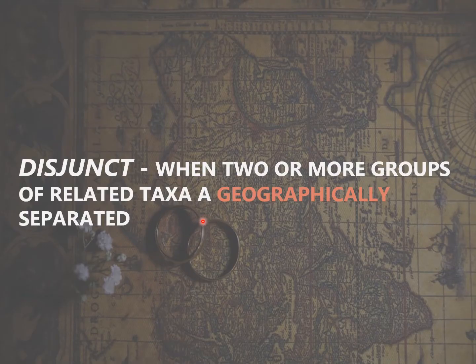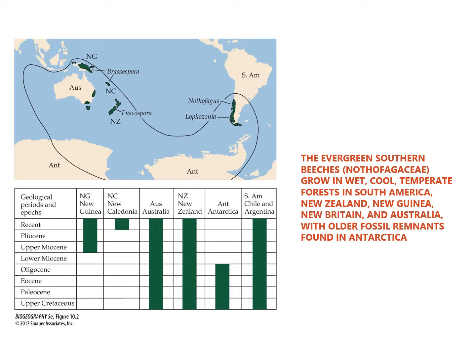And something else that's related to these ideas is the concept of disjunct. We say that it's a scenario when two or more groups of unrelated taxa are geographically separated. If you have that scenario, then we would say that's a disjunct. Basically, the population that's separated from the main population is disjunct. And this is a good example of this.